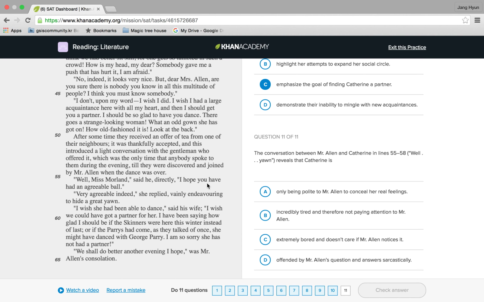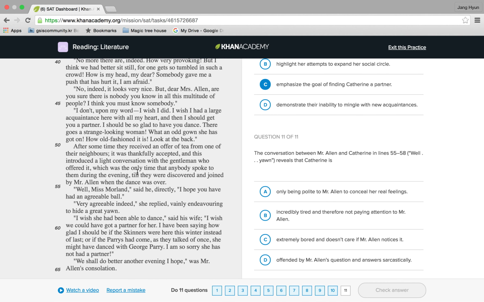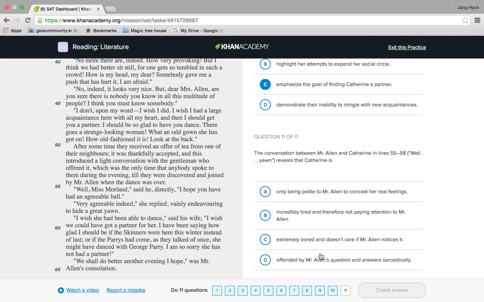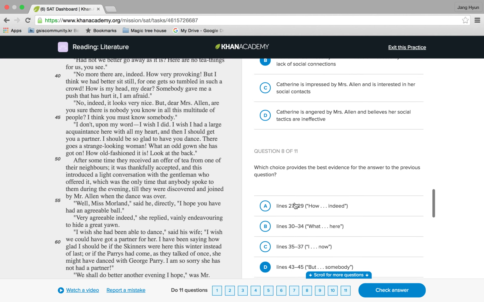Because "I hope you have had an agreeable ball." "Very agreeable indeed." Not paying attention because... I think she's purposely being sarcastic. Like, she's quite offended. For this whole passage, she's been like, oh, I hate this ball. Well, I have no acquaintances. Yeah, I hate it. But she's offended and answers sarcastically. Like, she said, oh yeah, it was quite enjoyable. Wow, that's real sarcasm. Mr. Allen doesn't notice, but we are the readers, so we know how sarcastic this is.